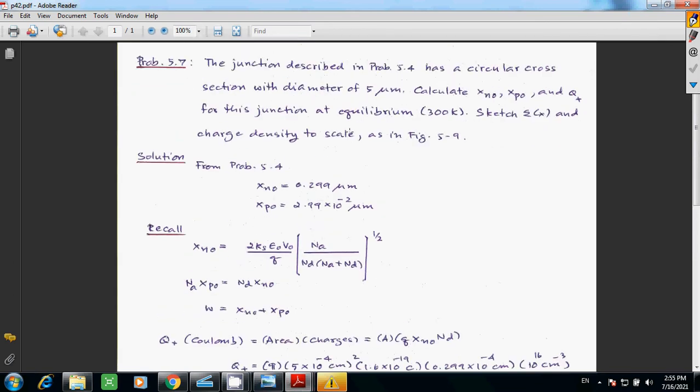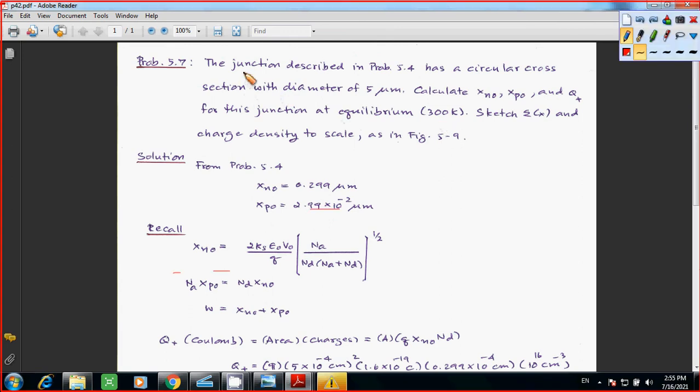Problem 5.7. The junction described in problem 5.4 has a circular cross-section with a diameter of 5 micrometer. Calculate xn0, the width on the n side, and xp0 on the p-type material, and Q plus, the total charge for this junction at equilibrium or 300 Kelvin. Also sketch Ex, the electric field, and charge density to scale as in figure 5.9.